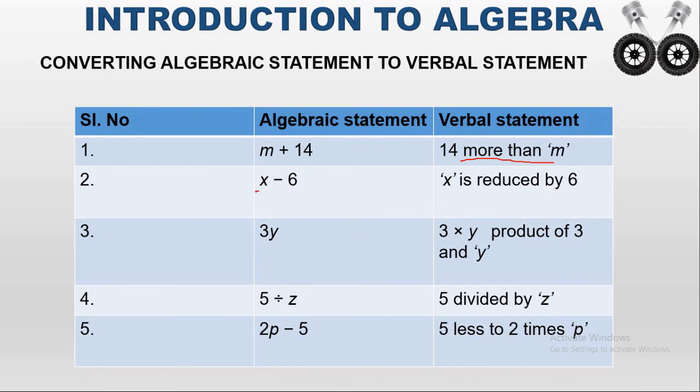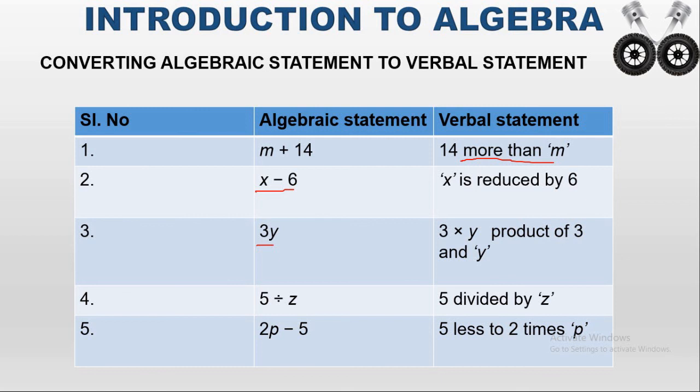Then the second one is x minus 6. That can be written as x is reduced by 6, or 6 less than x. So anyway you can write the verbal statement. Next one is 3y. That can be written as product of 3 and y. Then 5 divided by z, that can be written as 5 divided by z.